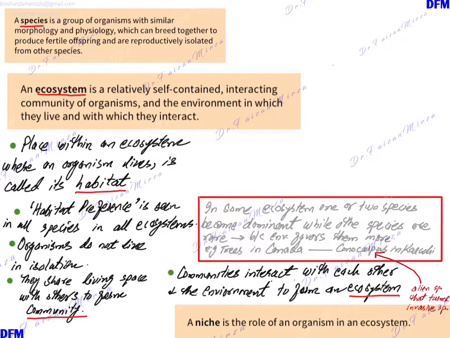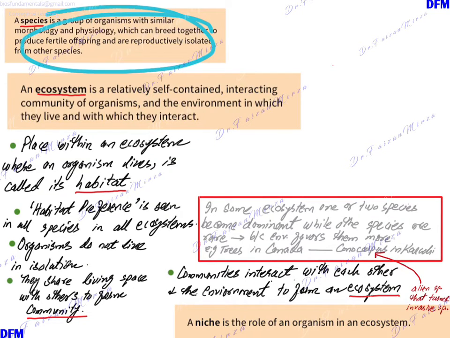To understand the basics of biodiversity, we need to recall what a species is. A species is a group of organisms with similar morphology, physiology, and which can interbreed to produce fertile offspring, and they are reproductively isolated, something that we already have covered.